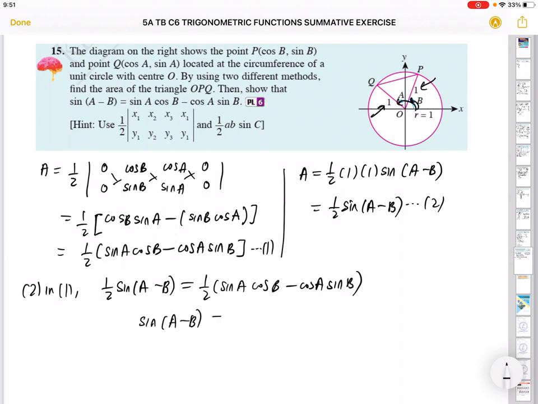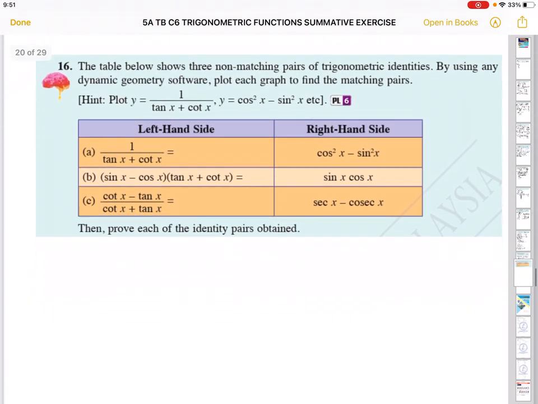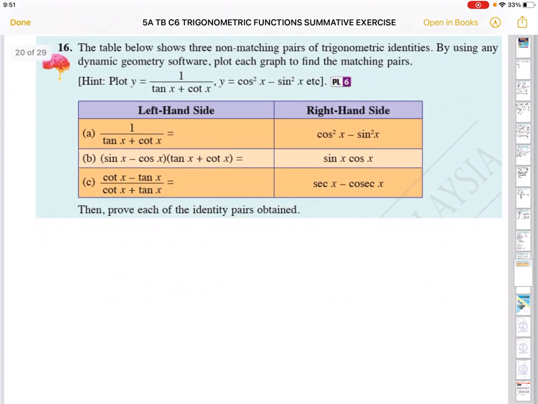Okay, let's move on to the last one, question 16, finally. So here we have 3 formulas to prove. Alright, so now the first formula, you have to start with part A. I'll write this as left hand side, 1 over tangent x plus cotangent x.